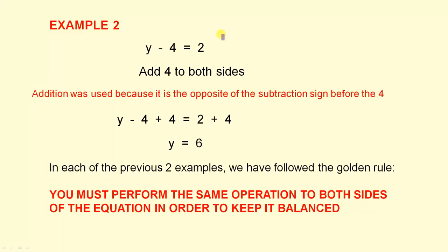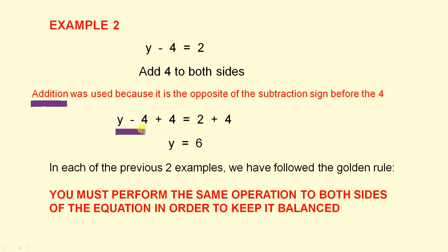Next example, y minus 4 equals 2. Add 4 to both sides. Addition was used because it is the opposite of the subtraction sign before the 4. See, the 4 has a subtraction sign. That's why we do addition. So we add 4 to both sides.